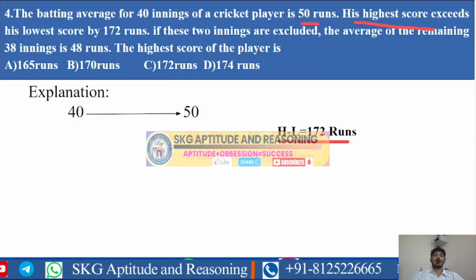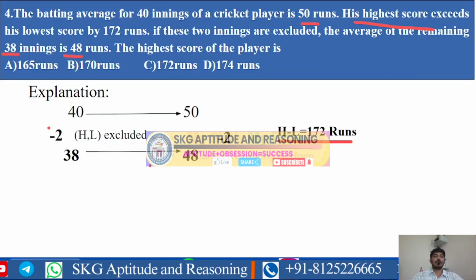The highest match and lowest match runs he gave as 172 runs. Next, if these two innings, the highest and lowest matches, are excluded, how many matches are left here? There will be 38 innings left. After excluding these two matches, the average is also decreased by 2. You can see here, for the remaining 38 innings, the average he gave is 48 runs.